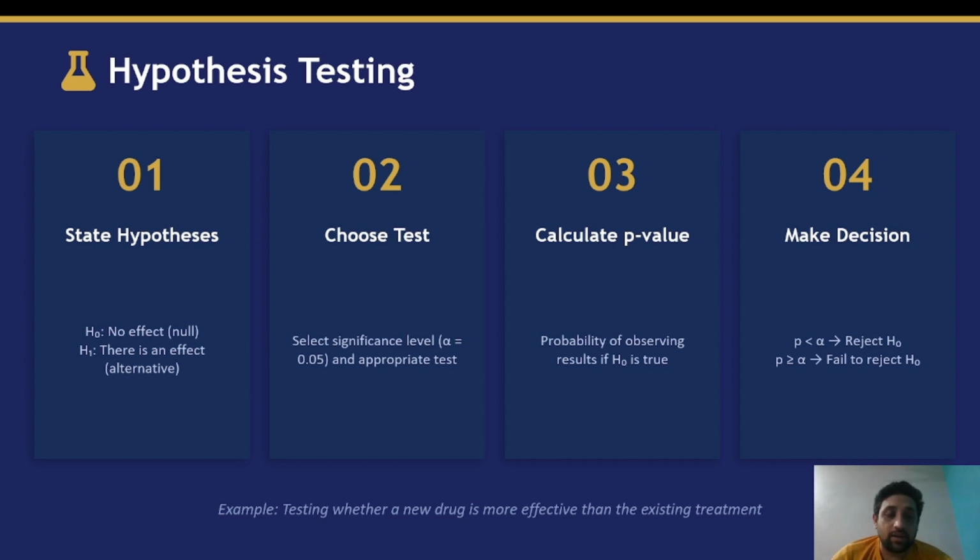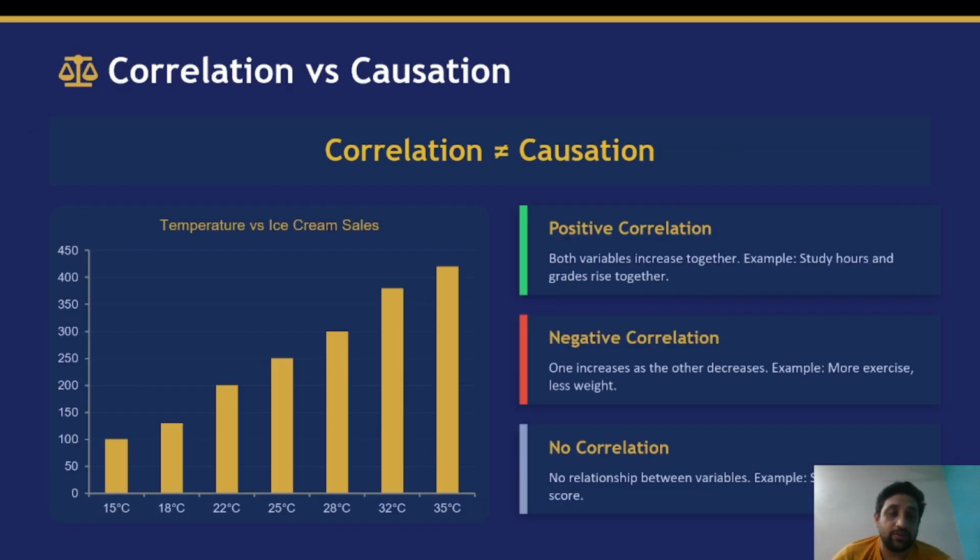We then compare this p-value to a significance level, usually 0.05. If the p-value is less than this threshold, we will reject the null hypothesis. For example, if we are testing a new drug and get a p-value of 0.02, it indicates strong evidence that the drug is effective.